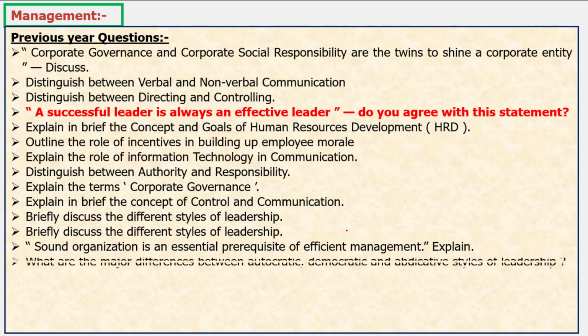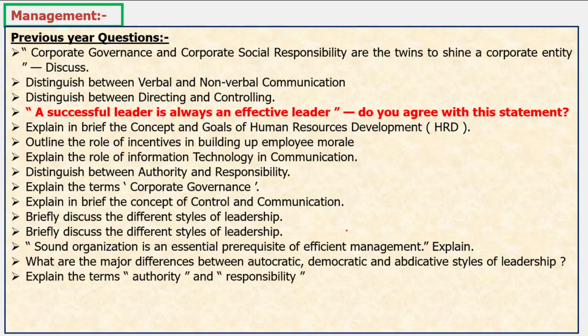Next, what are the major differences between autocratic, democratic and abdicative styles of leadership? You should know about these styles, and about Kurt Lewin's leadership model, so that you can attempt an answer to this question. If you don't, you would be hard pressed in answering it. So, again, a direct question, not like the last one, which was an implied question with a lot of implication, where your own idea would have mattered a lot. This is direct, but again, you need knowledge for that.